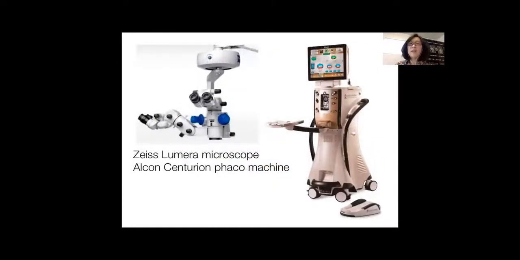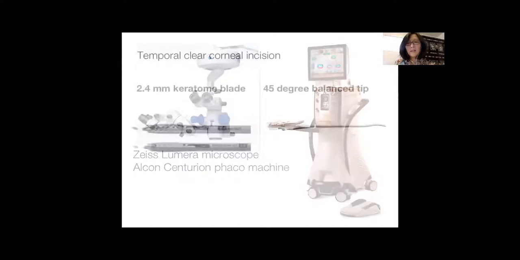So I'll just give an overview of the machinery and the equipment that I'm using. I operate with the Zeiss Lumira microscope. I also happen to like the Leica scopes very much. And the machine that you'll see here in many of these videos is the Alcon Centurion phaco machine. I have gone to this from having used the Alcon Infinity. There are, of course, a number of other very good phaco machines available to you. And I've also operated with tabletop machines in the developing world. So I understand that there is a wide range.